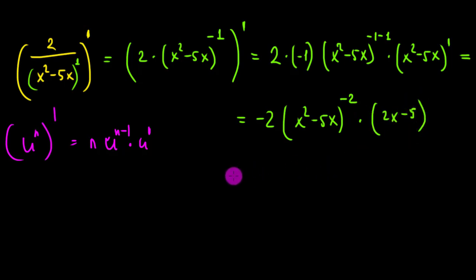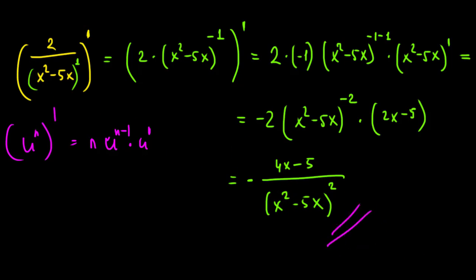So what will this give us? 2 times this one, you have 4x, minus 5. You can put minus here, and in the denominator you have x squared minus 5x to the power of 2. So that is your answer.